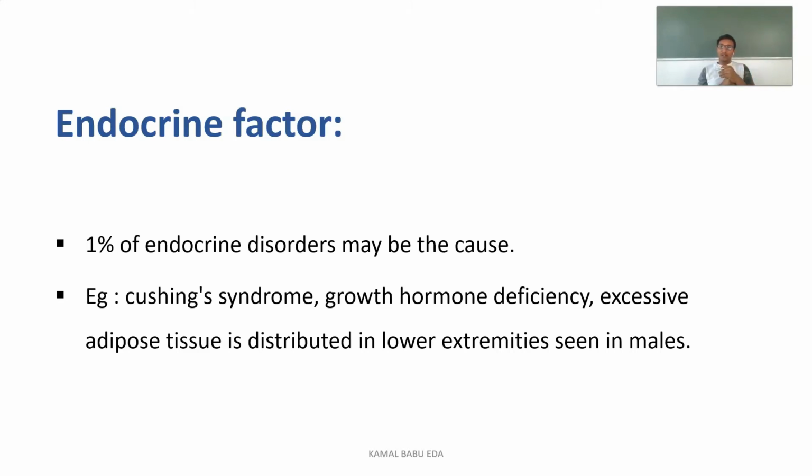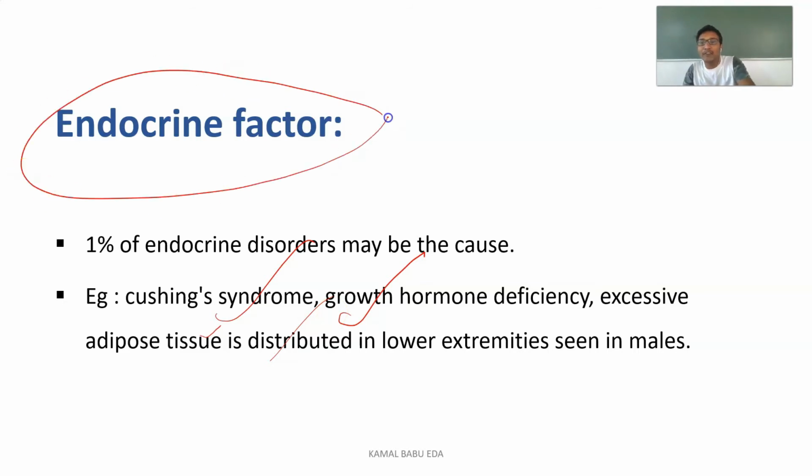Next, endocrine factors. About 1% of endocrine disorders may cause obesity. For example, if a person has Cushing syndrome, or growth hormone deficiency, or excessive adipose tissue distributed in the lower extremities, it is most commonly seen in males. So these are some of the endocrine factors which lead to the condition obesity.